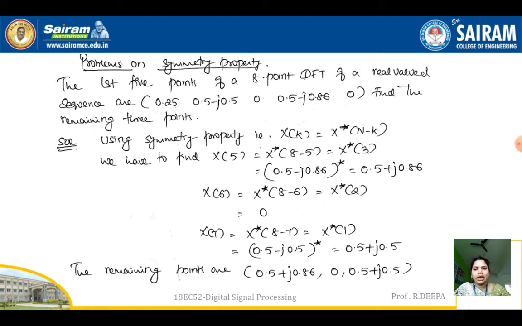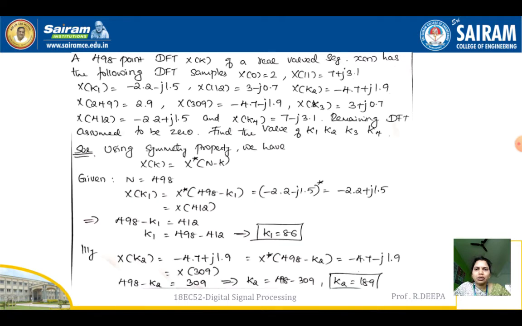So this is how to calculate the remaining values, provided the first half of the values are given, as well as these are the DFT of a real valued sequence. Then only you can apply this symmetry property and calculate. Hope you understood. Let us move on to the next problem.